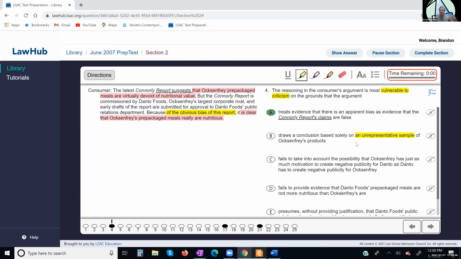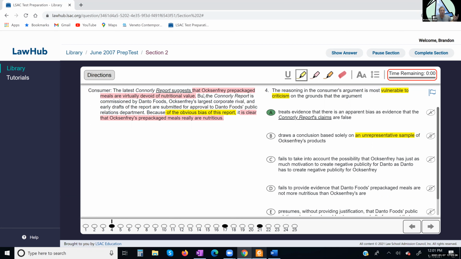Unrepresentative sample is if we switched to something like: recent evidence shows that mothers prefer peanut butter over all other snack foods. Therefore, most women prefer peanut butter. So it's mothers to women. That type of jump would be an unrepresentative sample. So this is just not doing that.